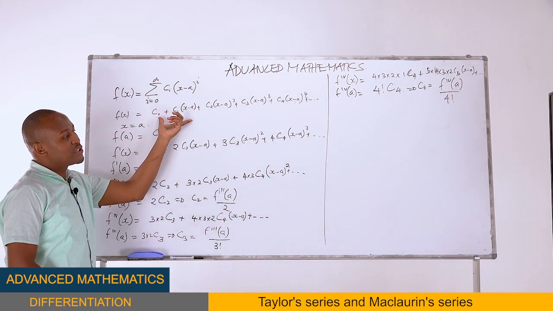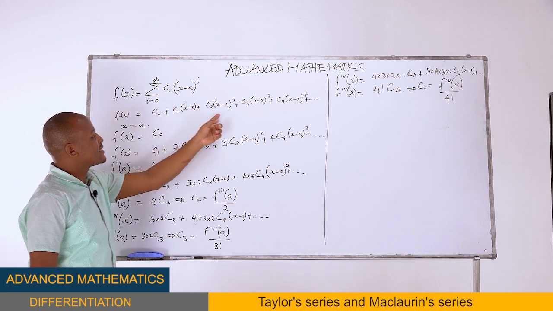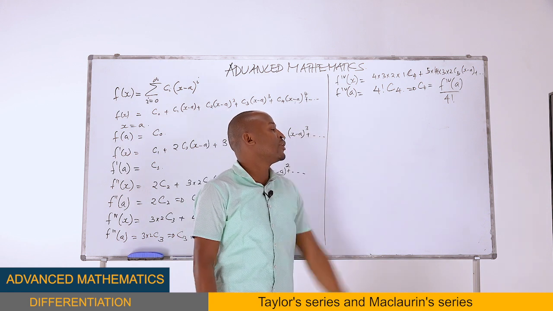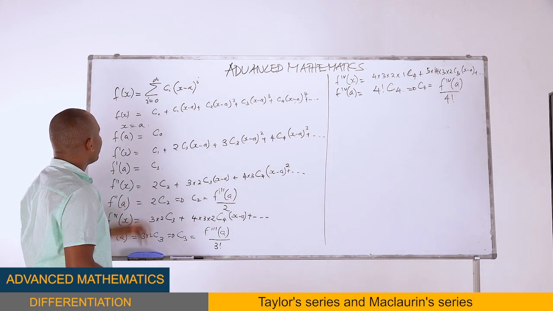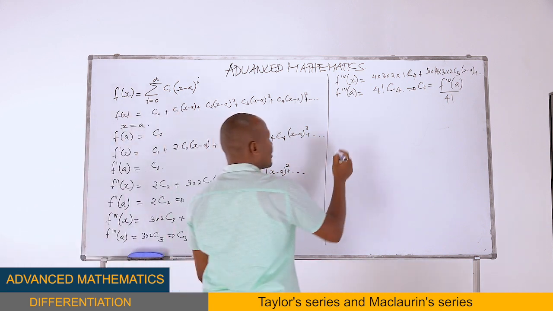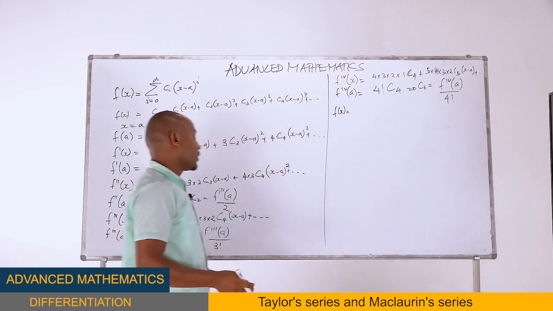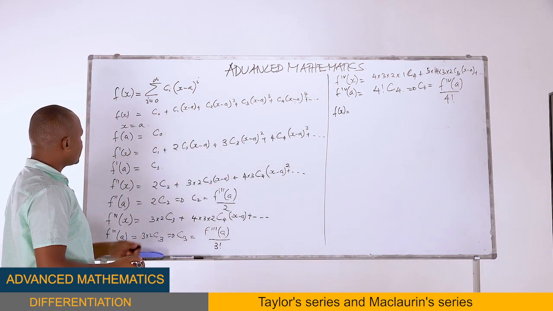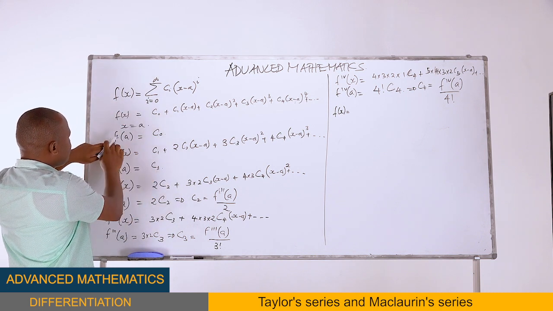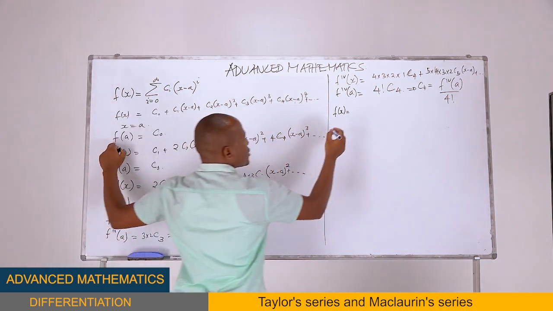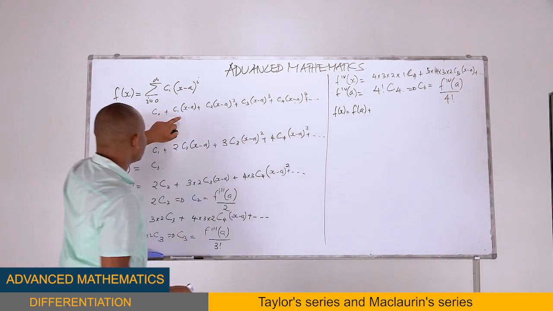Now, remember, this was the expression that we were looking for. That is to say, we are going to replace these c's by the values that we have obtained there. So what equation will we be left with? We are going to have f of x equals this one. So c sub naught is f of a. So we have f of a plus, what is c sub 1?